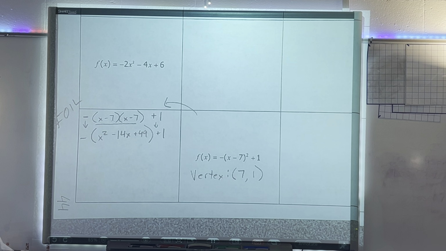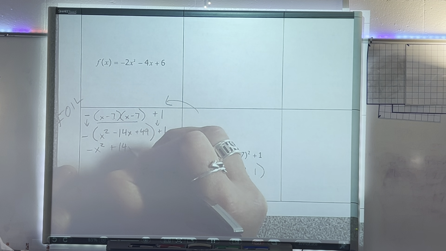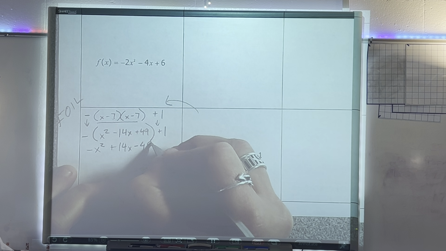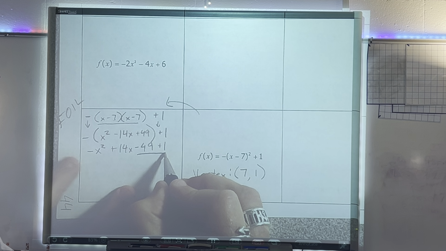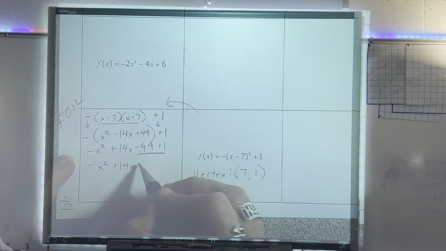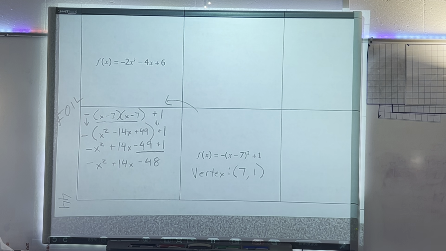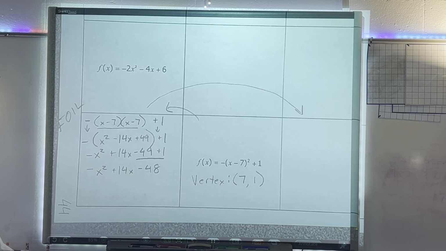All right. Now, my order of operations says I have to multiply this negative in before I deal with this one. So that means this is negative x squared, and this is positive 14x, and this is negative 49, and then I have plus one back here. So this I can now combine. Now I have negative x squared plus 14x minus 48. That is my standard form.